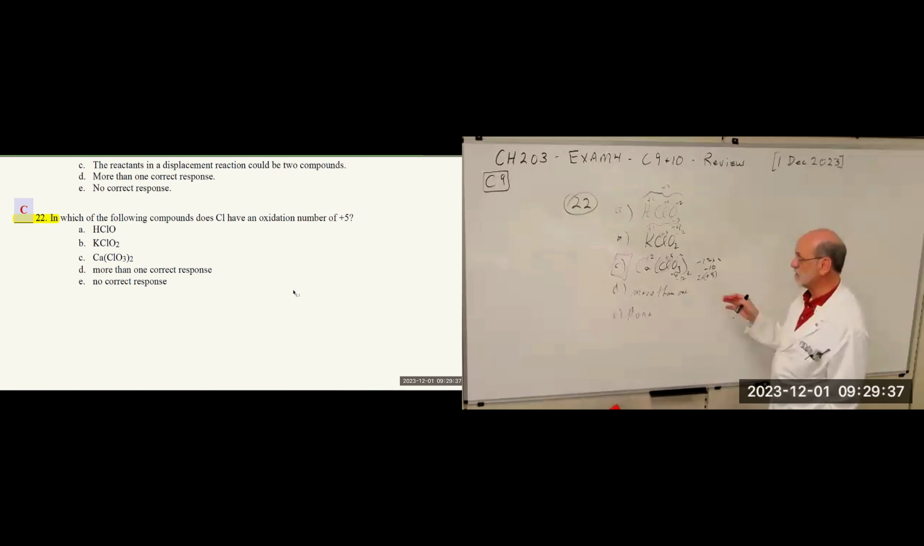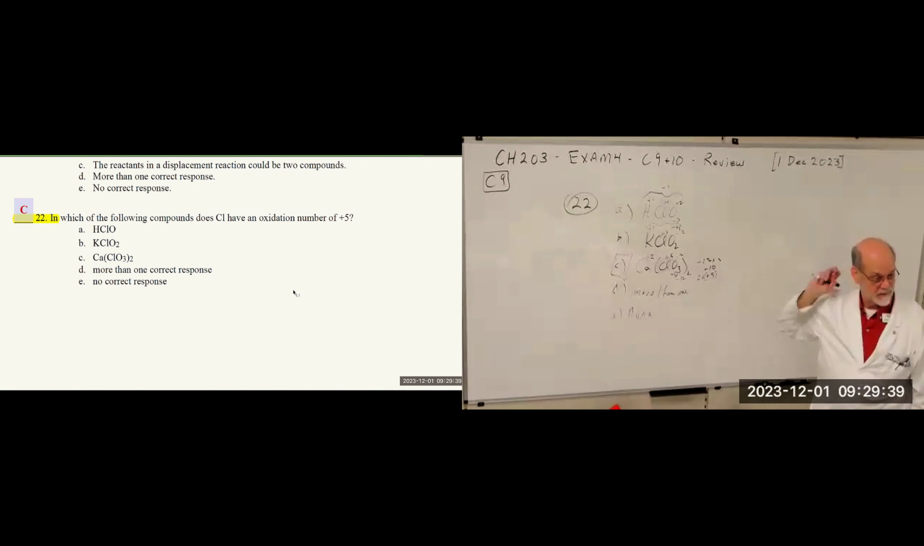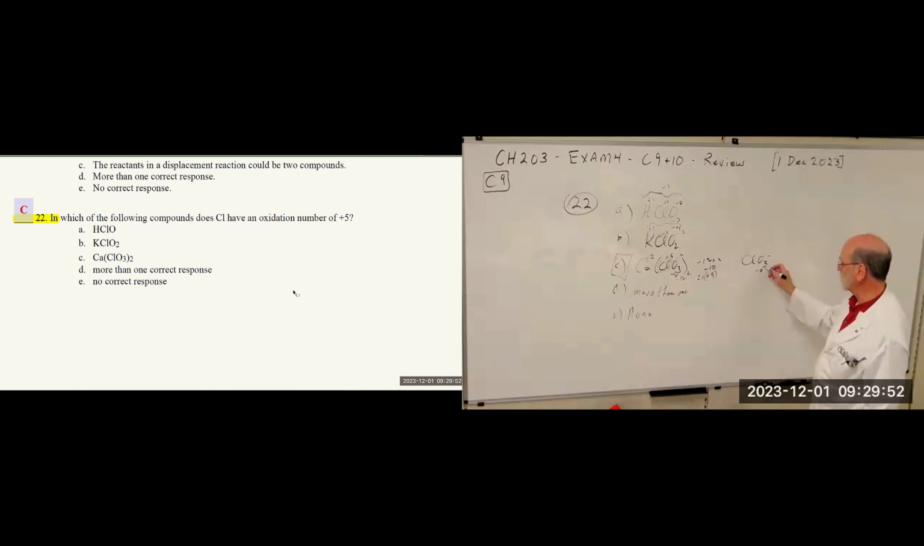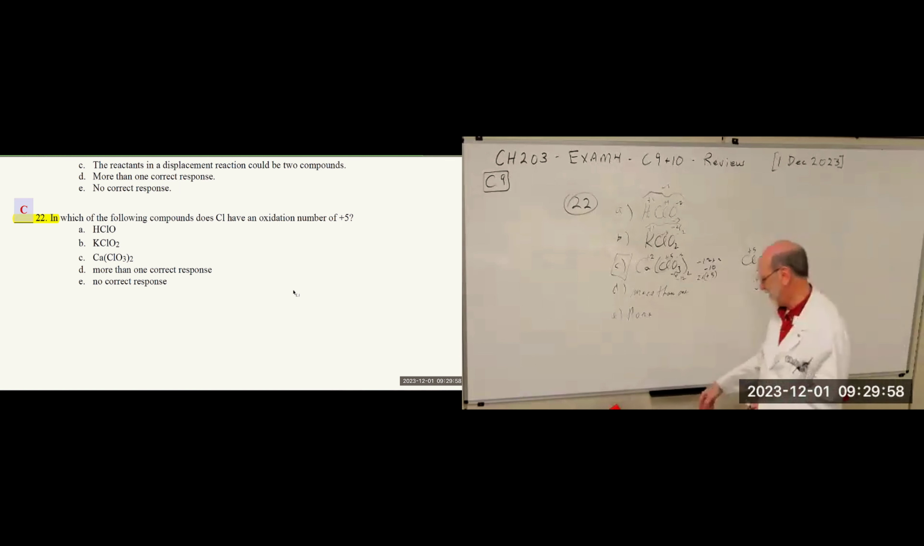Yeah, I think this one would be easier worked as a polyatomic ion. If you just take that, what is the charge on that ClO3? Has to be a -1. ClO3 -1. Now you can do -2 times 3 is -6, hold 1 out, it's -5, plus 5. I think that's easier.